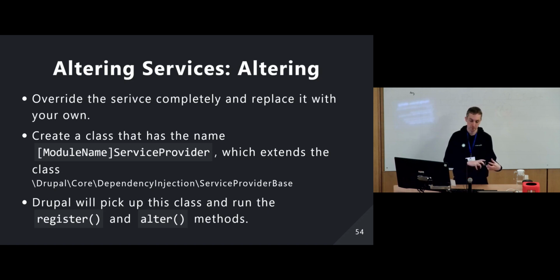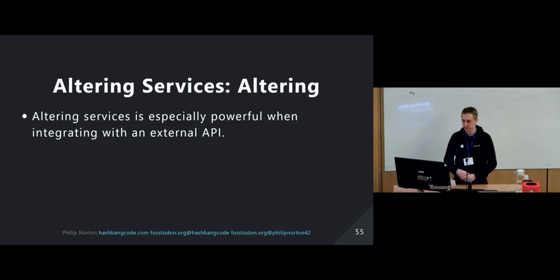So register, you can forego your services file and register your services through an object-oriented approach like this, which is useful if you're doing highly dynamic sites with lots of services that might be generated through other means. I have to admit, I've never used register, so let me know if you have. But there's alter, which we can use as an alter hook, so we can alter the services as they get passed through the system. So altering services is particularly powerful, and I've used this several times when you're integrating with an API.